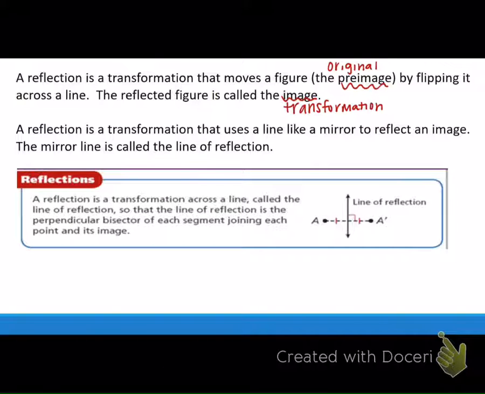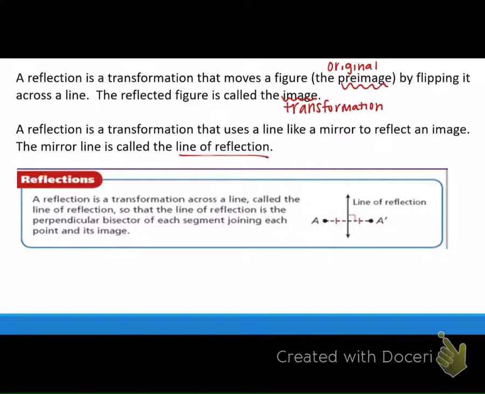So a reflection is a transformation that uses a line like a mirror to reflect an image. The mirror line is called the line of reflection. So also know that the line that it's reflected over is called the line of reflection. Know that a translation is a sliding of points and a reflection is a flipping of points as well. These are all words you need to know.